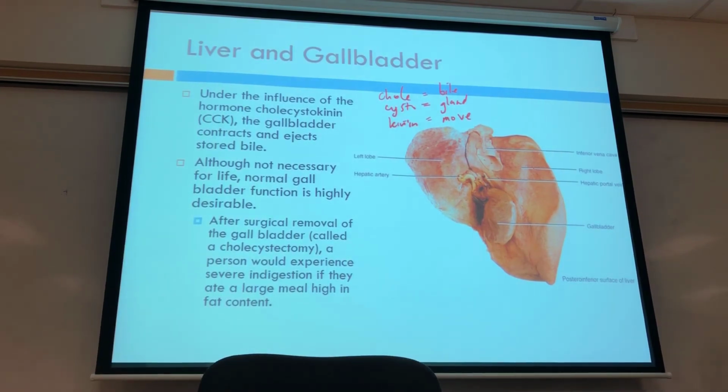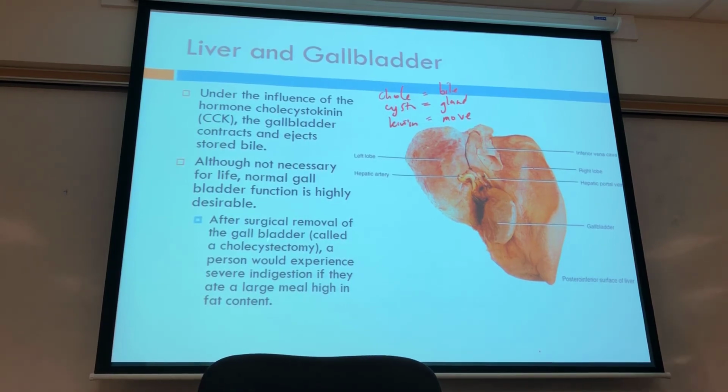If you've ever had a gallbladder removed, that's called a cholecystectomy. Again, looking at chole for bile, cysto for gland, ectomy, which is the removal of. And typically, as I mentioned earlier, a modified diet, a diet lower in fat, is needed due to the lack of concentrated bile within the gallbladder. Now, even though you have less bile, you still have other lipases involved: lingual lipase, gastric lipase, as well as pancreatic lipase.